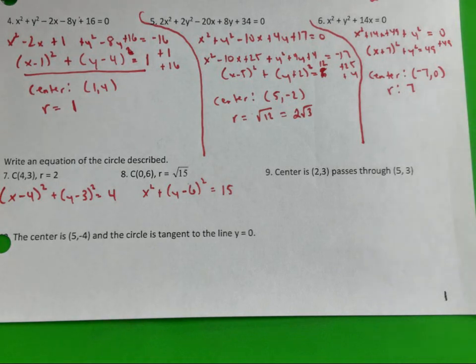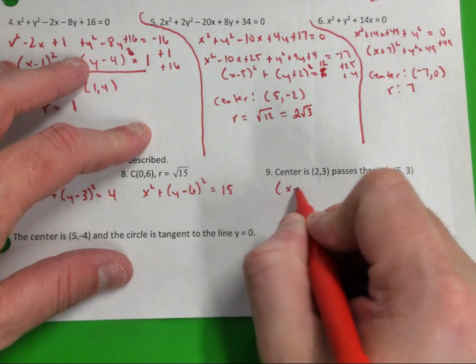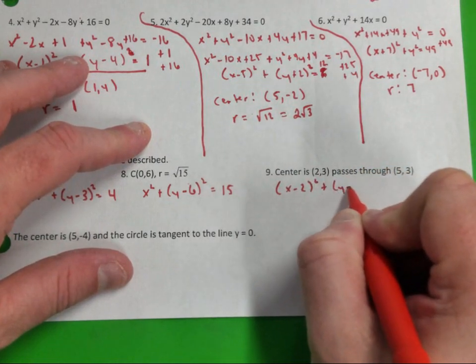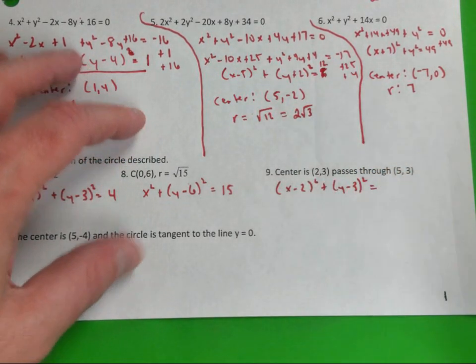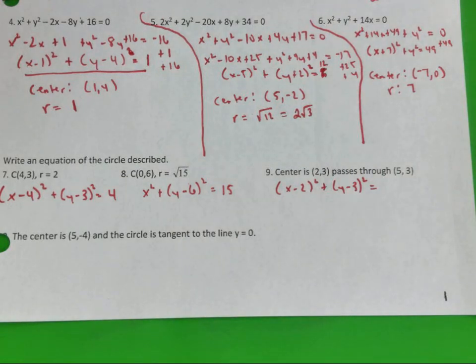Alright, now let's think about this. The center is 2, 3. These last two, you have to think on it. Your center's at 2, 3 and passes through 5, 3. When it passes through, that means the circle's edge goes through that point. Now I have my center, that's easy. I can go on and put that part down. That's going to be x minus 2 squared plus y minus 3 squared. I just have to come up with how do I figure out my radius, because they don't tell you.